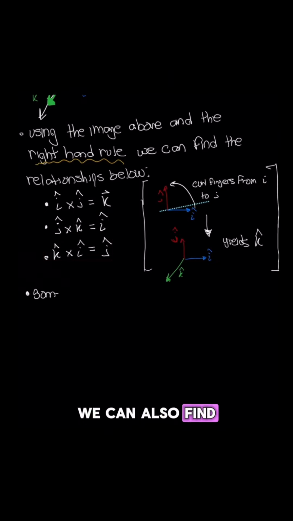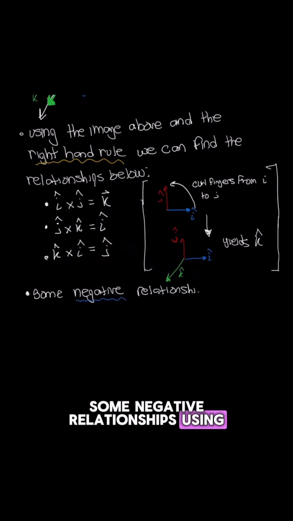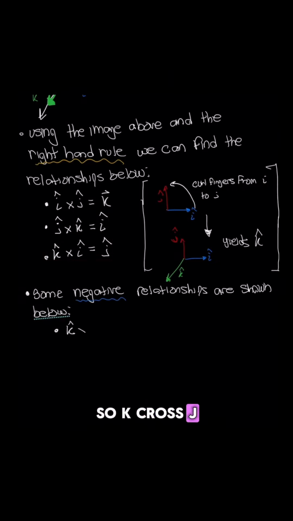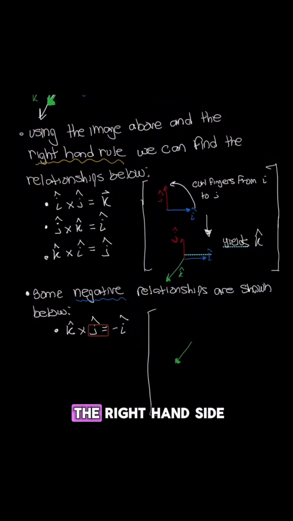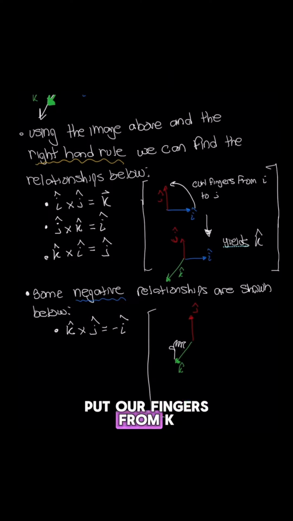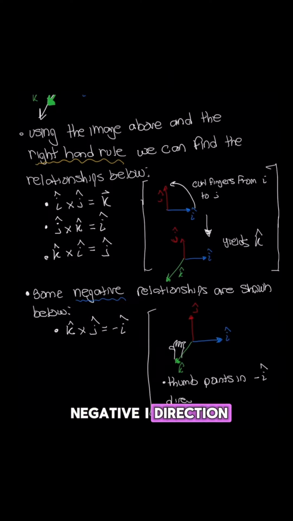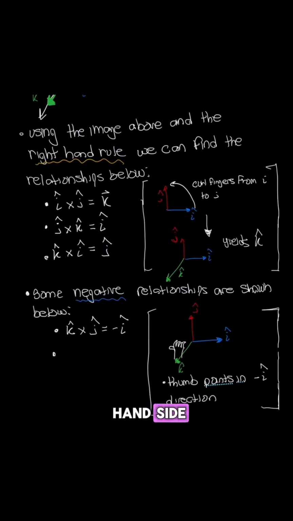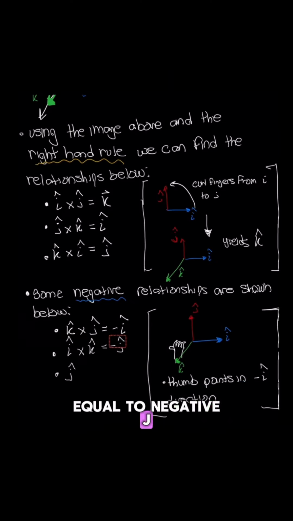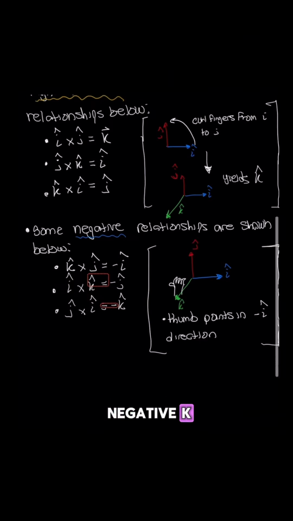We can also find some negative relationships using the cross product. So k cross j is equal to negative i, and I'll show you how that works on the right-hand side. If we take our right hand and put our fingers from k and curl them to j, we'll see that our thumb points in the negative i direction. And you can see that on the right-hand side. With this same logic, we could find that i cross k is equal to negative j, and then j cross i is equal to negative k.